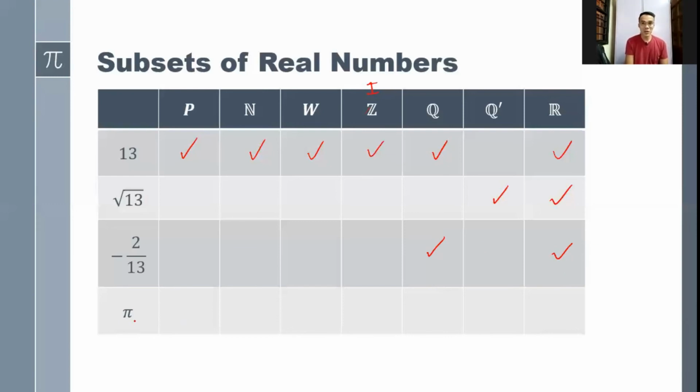Pi. This was my example a while ago under the set of irrational numbers. This is 3.14159... It is a non-repeating and non-terminating decimal. So this is an irrational number. This is also a real number.